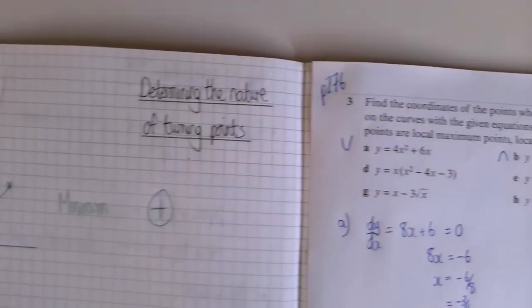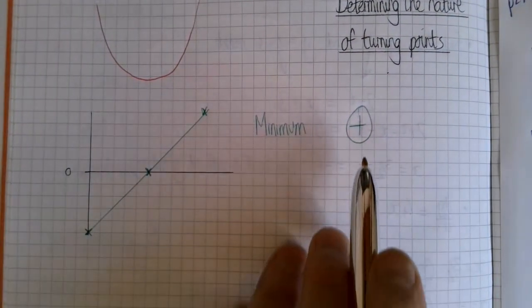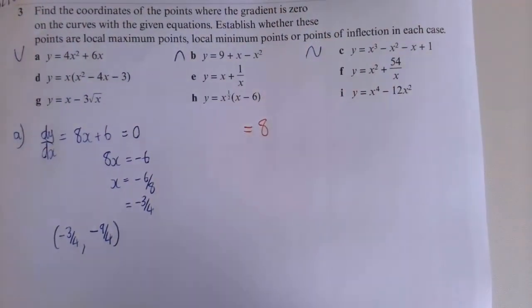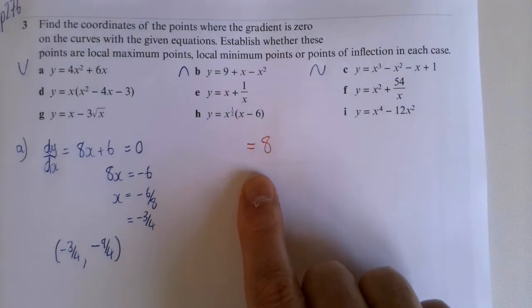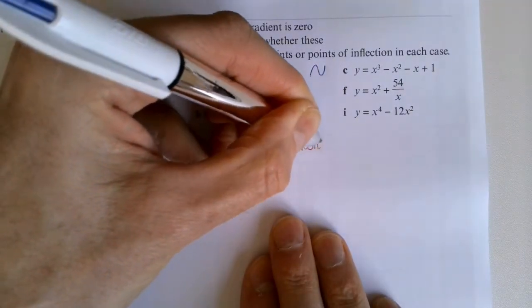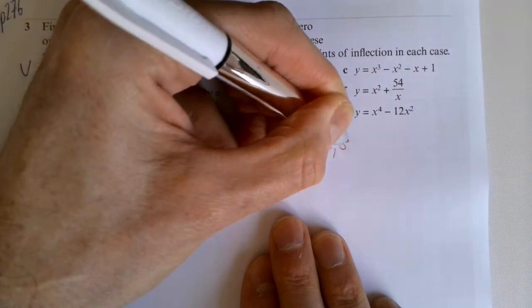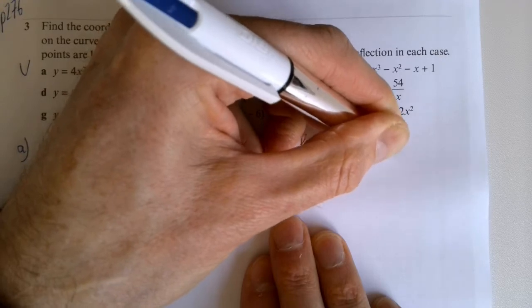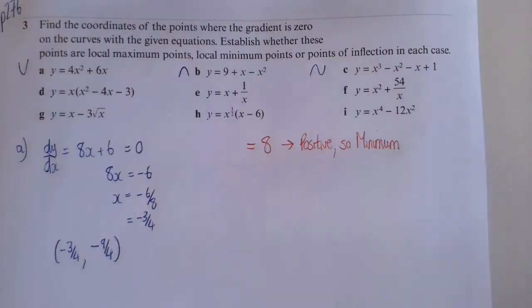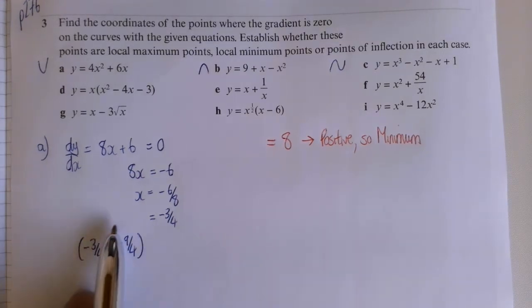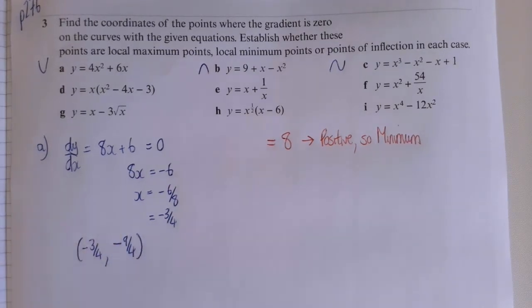And do you remember what we said about the gradient of the gradient? If it's positive, it means you're dealing with a minimum. So because the gradient of the gradient is positive, it means that that point is a minimum. Now, we knew that was going to happen, didn't we? We knew that was going to happen. So we've got a minimum at that point there.